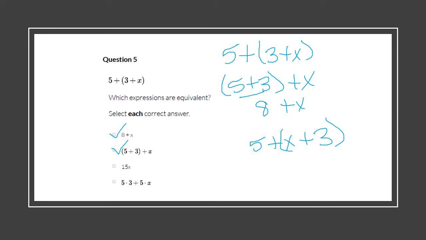I see 15x. Well, that's not going to be the same thing. And 5 times 3, that'd be 15 plus 5x. That's not what we're looking for either. So those first two are the correct answer.